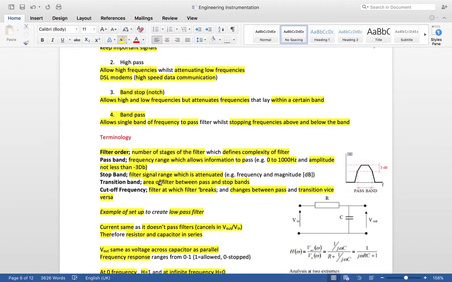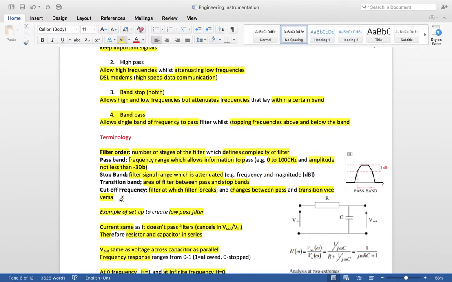The stop band is the filter signal range which is attenuated. Then we have the transition band, the area of the filter between the pass and stop bands. Then we have the cutoff frequency, the frequency at which the filter breaks, any change between pass and transition, and vice versa.